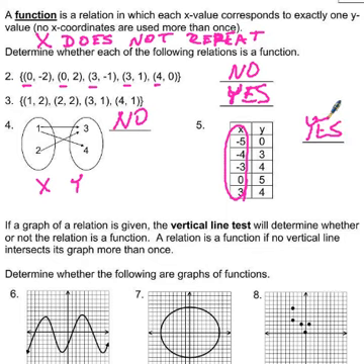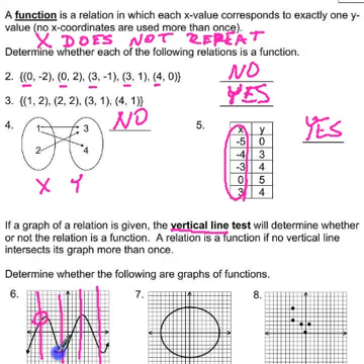If a graph of a relation is given, the vertical line test will determine whether or not the relation is a function. A relation is a function if no vertical line intersects its graph more than once. So underline vertical line here, because that's what you're going to do to your graph to determine if it is a function or not. What that means is if you draw a vertical line, remember vertical's up and down, if you draw a vertical line anywhere on that graph, it should only touch it one time.